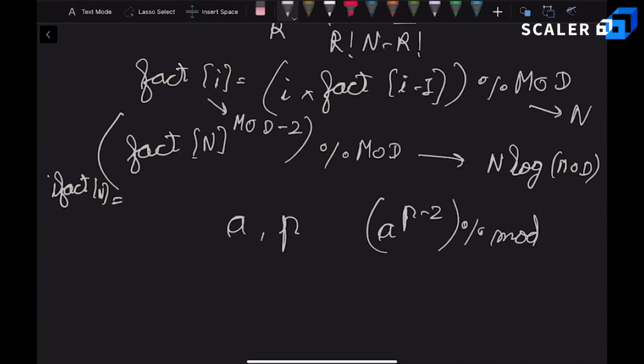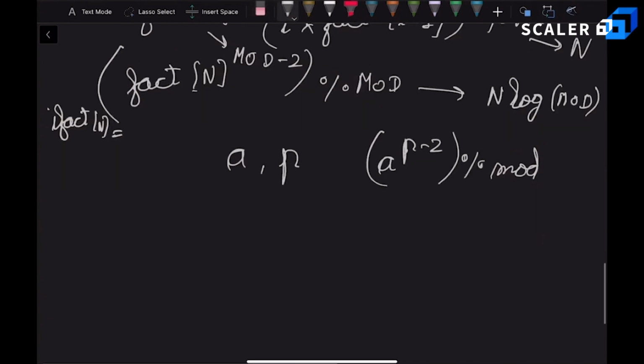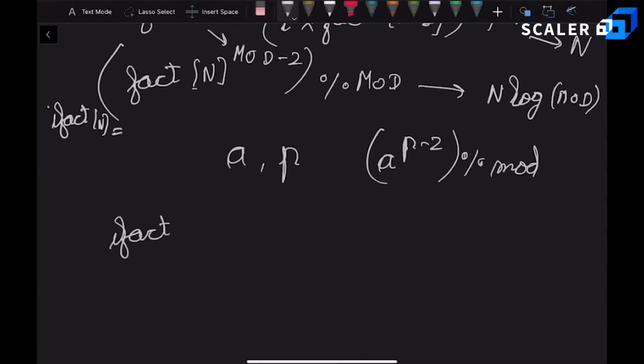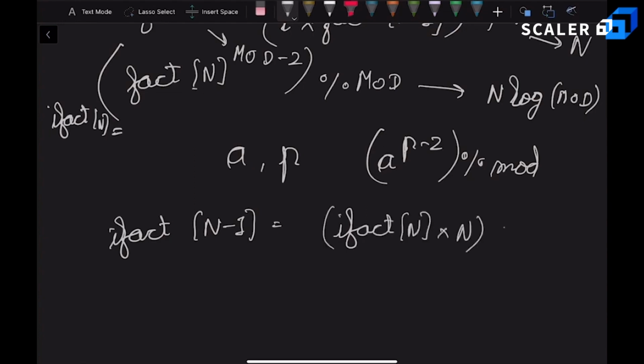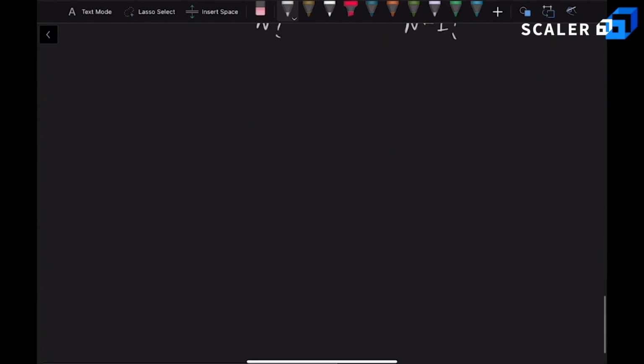But this can actually be done faster. If we can calculate inverse factorial of n using binary exponentiation, then to calculate inverse factorial of n minus 1, we can multiply inverse factorial of n with n and then take the modulo. This is because inverse factorial of n is 1 upon n factorial, and when we multiply by n, this will give us 1 upon n minus 1 factorial, which is equal to the inverse factorial of n minus 1. We'll actually look at the code to combine all the ideas and make it more clear.